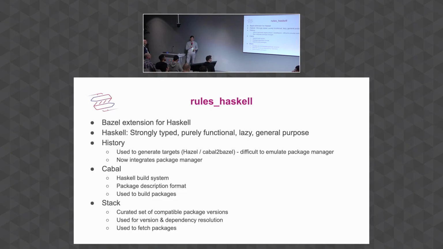But we found that it is very difficult to emulate all the things the package manager does with an implementation in Bazel, especially when it comes to supporting Linux, macOS, and Windows simultaneously. So what we do now is to integrate with the existing package manager. There are 2 tools that are important here. One is Cabal, and the other one is Stack. For the purposes of this talk, Cabal is the Haskell build system we use to build external packages, and Stack is the package manager that we use to do version resolution, dependency resolution, and fetching of external sources.